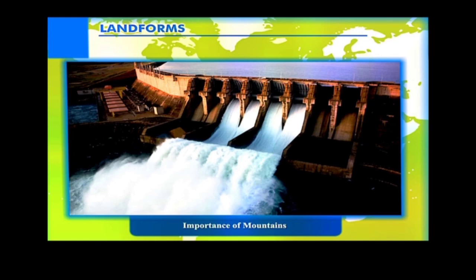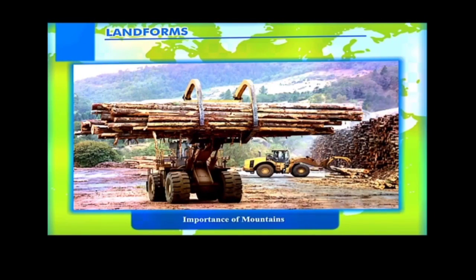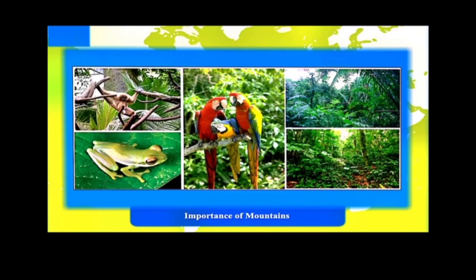The forests in the area provide fuel, fodder, gum, resins, and various medicinal plants. They are also the home of many types of birds and animals. Mountains are the natural barriers against cold and hot winds.